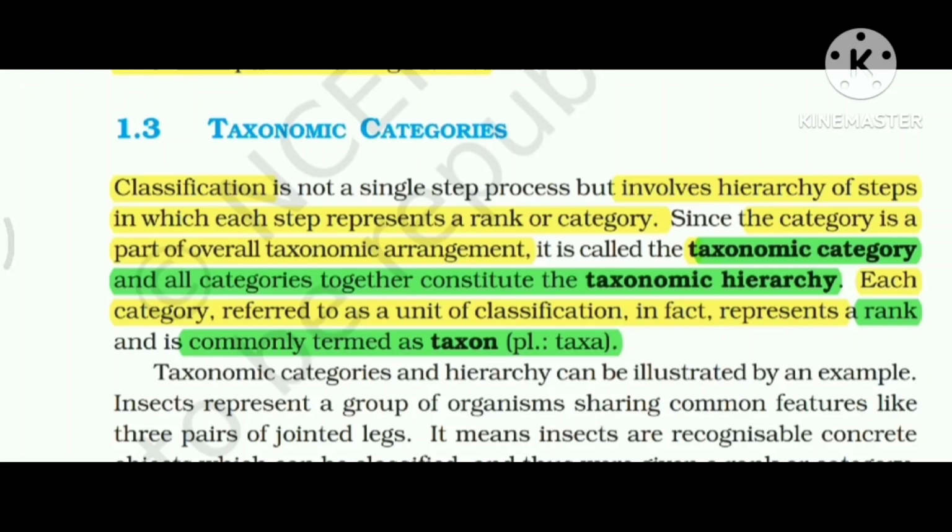Going to start taxonomical categories. In this we include classification. Classification is not a single step, but we include many steps in this, which represent ranks or categories. The arrangement of these categories is wholly called taxonomical hierarchy. Each category has a rank, which is commonly called a taxon, the unit of classification.